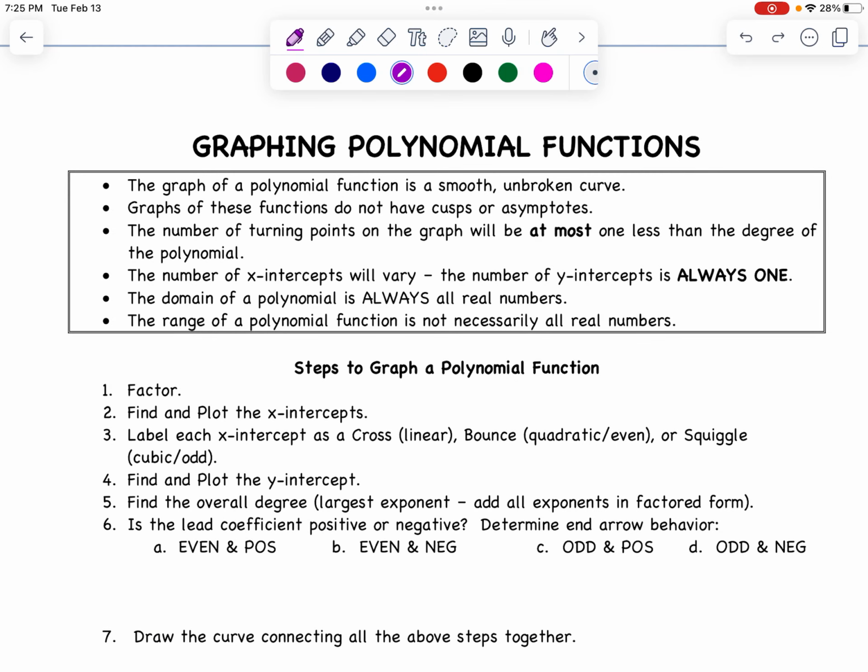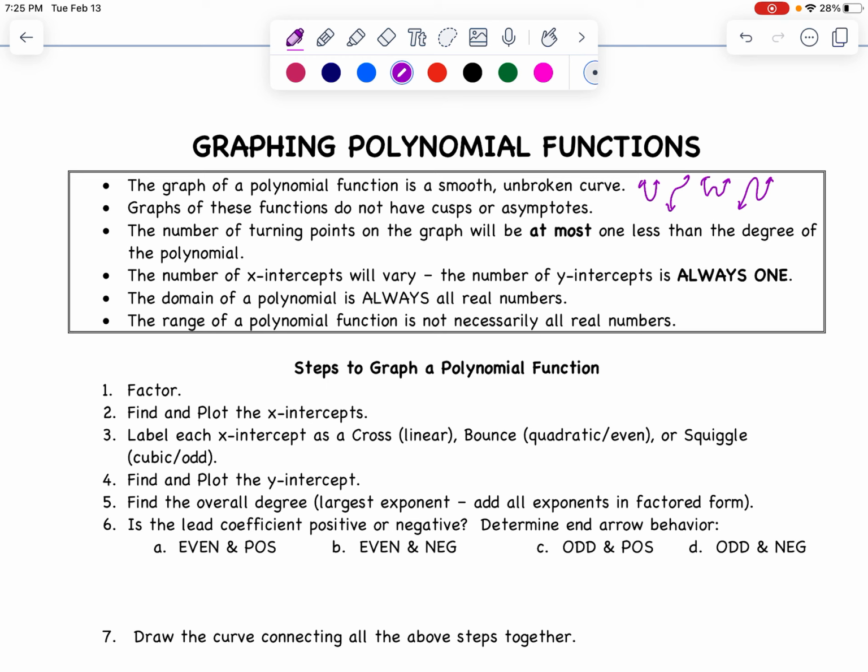All right, now we're going to move on to graphing polynomial functions. When we're graphing a polynomial function, it's always going to be a smooth, unbroken curve. If you were to look at examples, that would be one. This would be one. One looking like a W would be one. And then something like that.